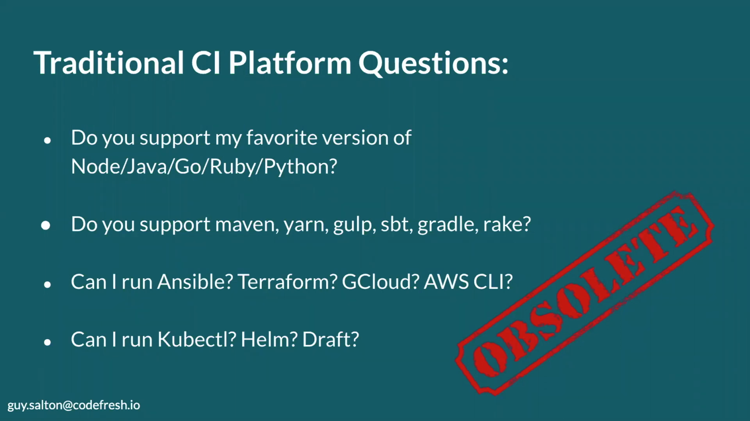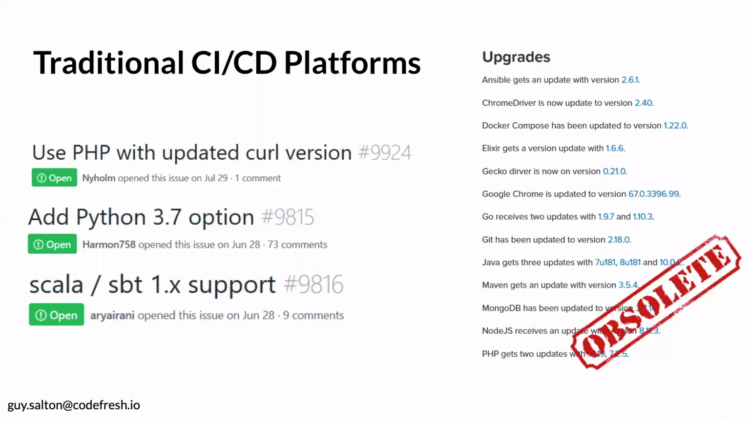Then come the classical questions of users of a traditional VM-based CI/CD platform: what tools do you support? Do you support my favorite version of Node, of Java, or of Go? Do you support tools like Maven, or Yarn, or Gulp, or Gradle? Can I run Ansible? All of these questions are now obsolete because we are using Docker.